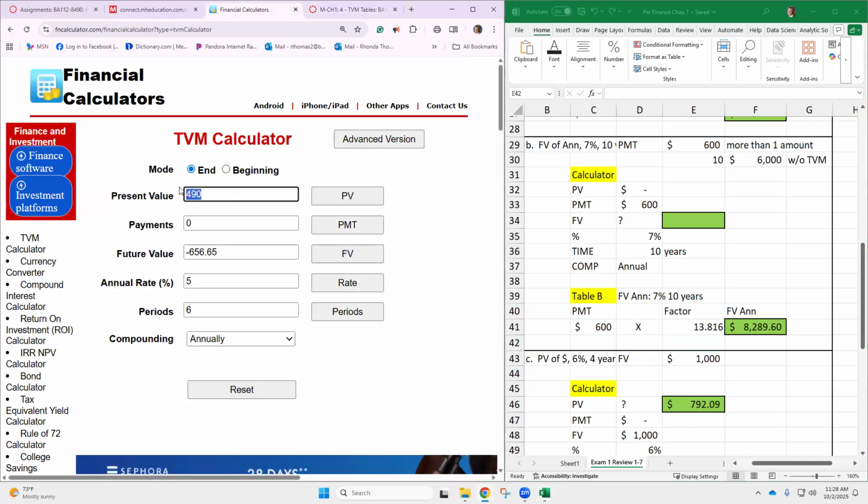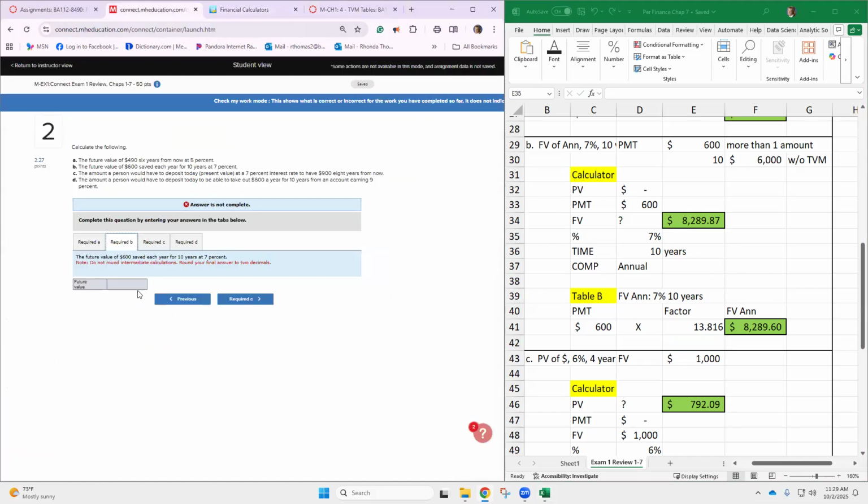Here's my financial calculator. 0 goes in the present value. Those annuity payments go in. We're looking for the future value. The higher the interest rate, the more it will grow. The longer the time, the more it will grow. Okay, so that's very close. Very close. Putting this answer in.